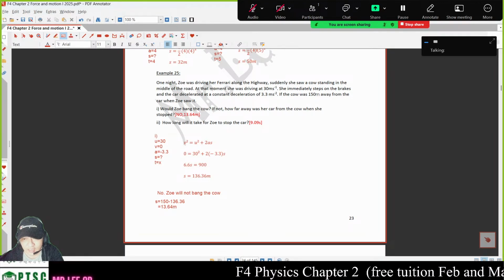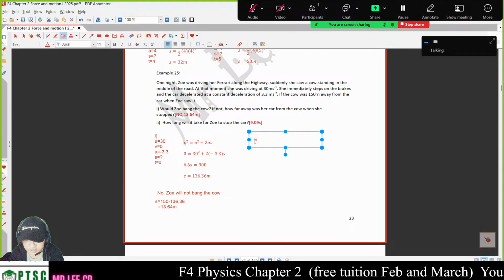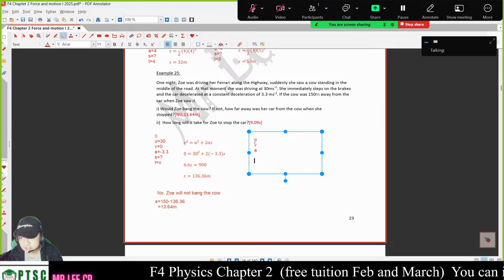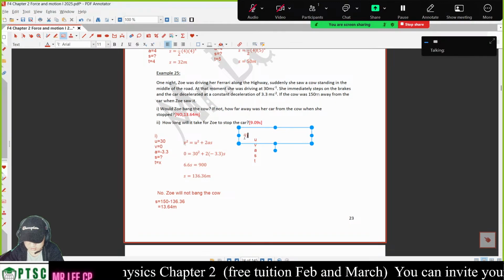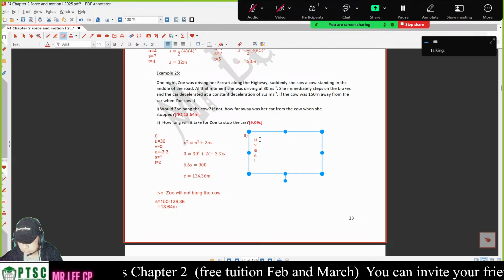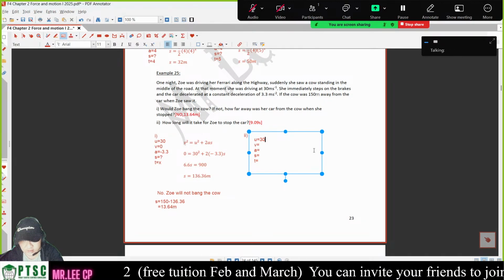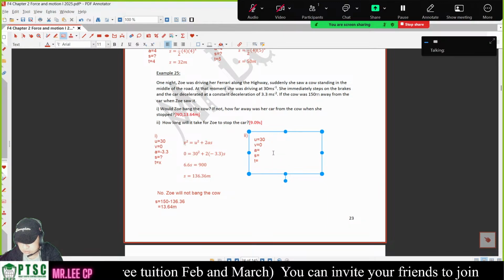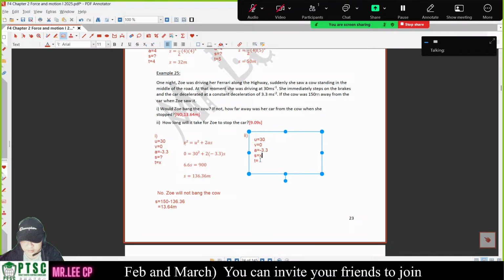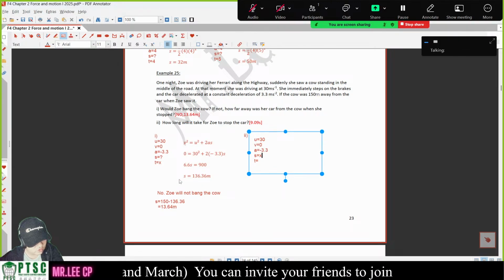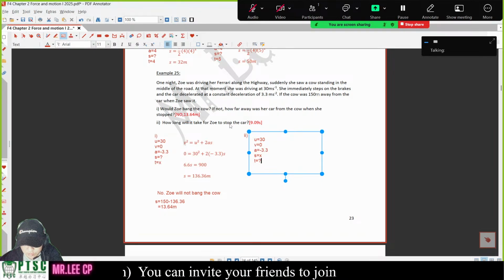Okay. How long will it take for Joey to stop the car? So you need to list out everything here. First, UVAST. U is 30, you are driving with 30. Final velocity, you need to stop, so V is 0. A is negative 3.3. S you don't want to find, right? You don't have it. Teacher, 136? No. Don't put it in. Time is the one that we want to find, how long it will take for Joey to stop.